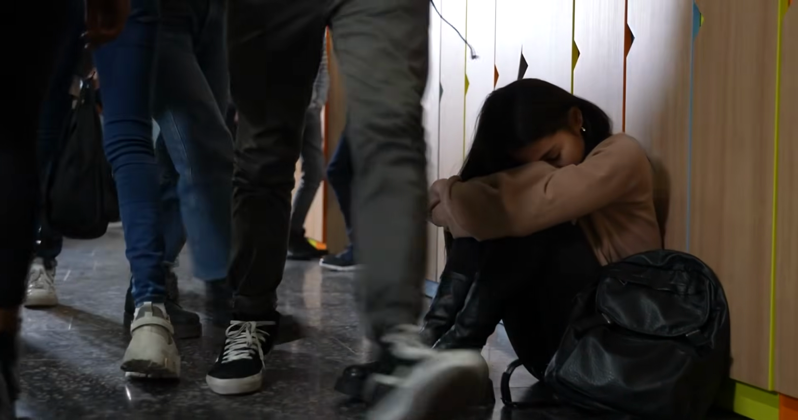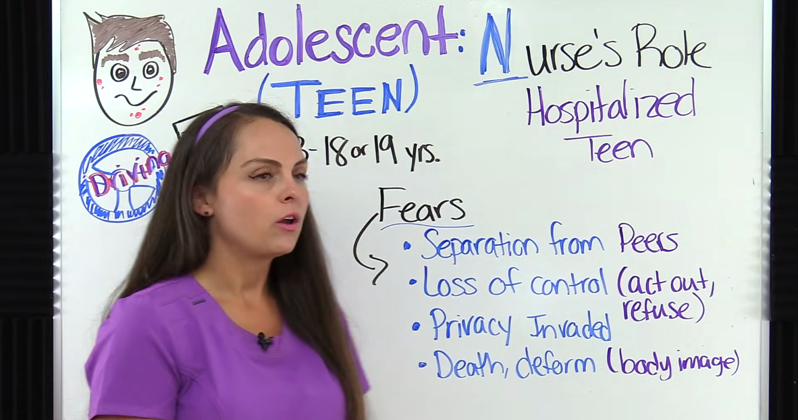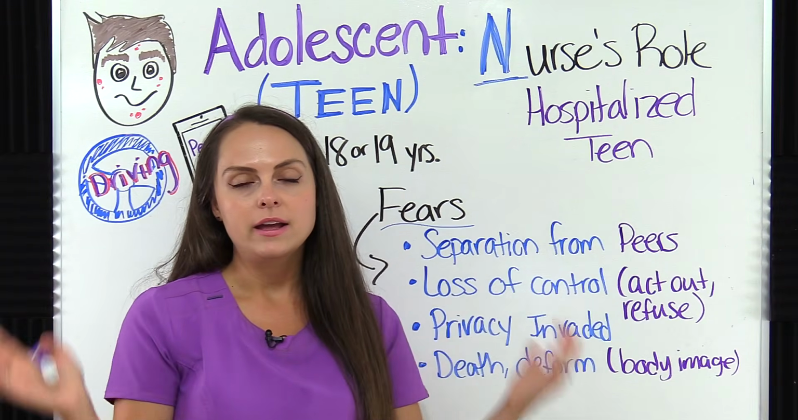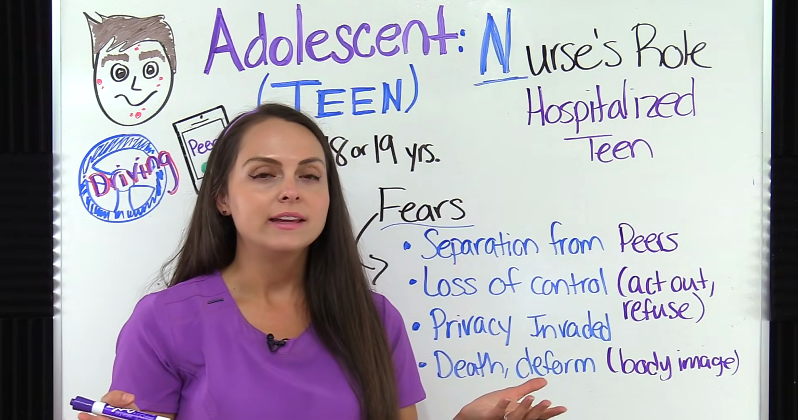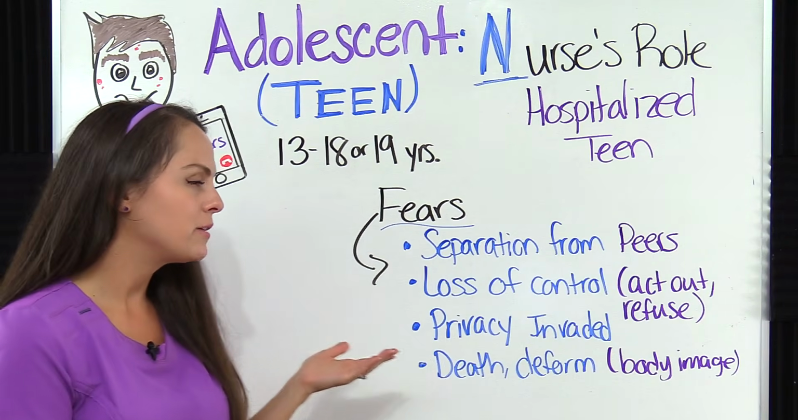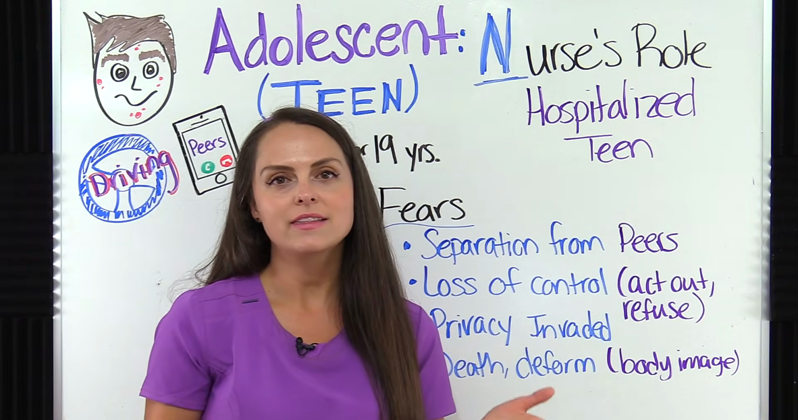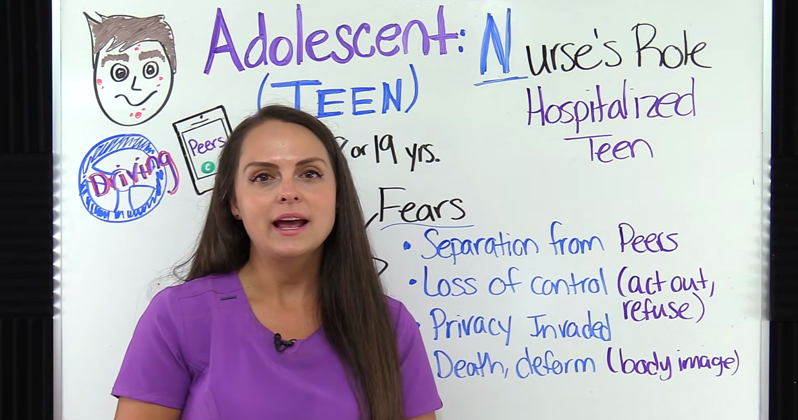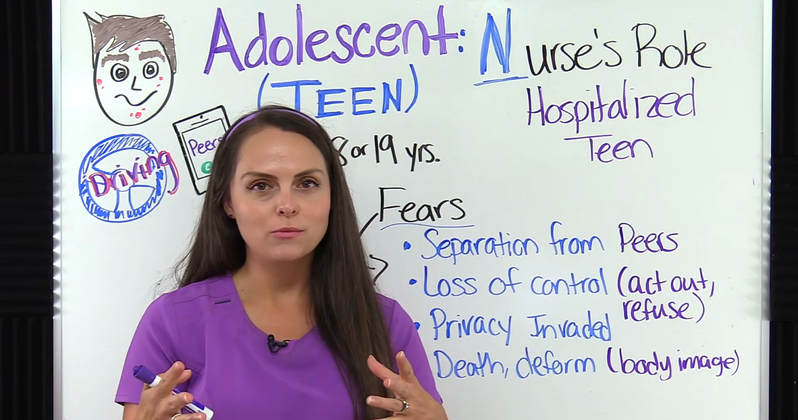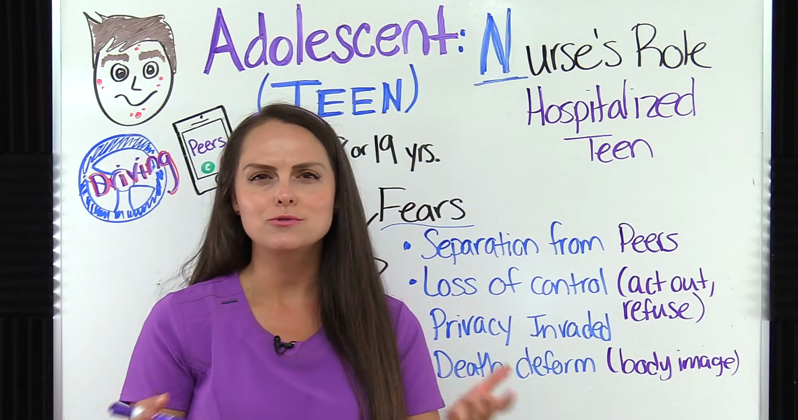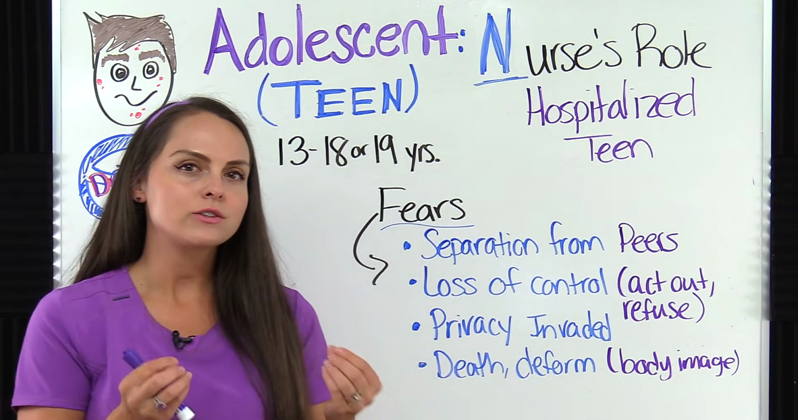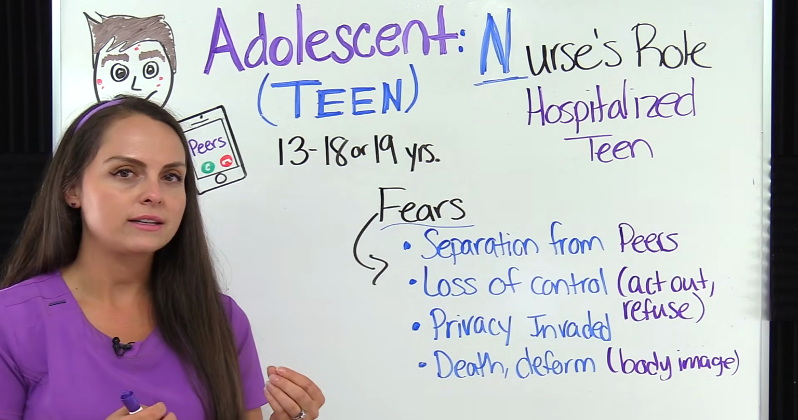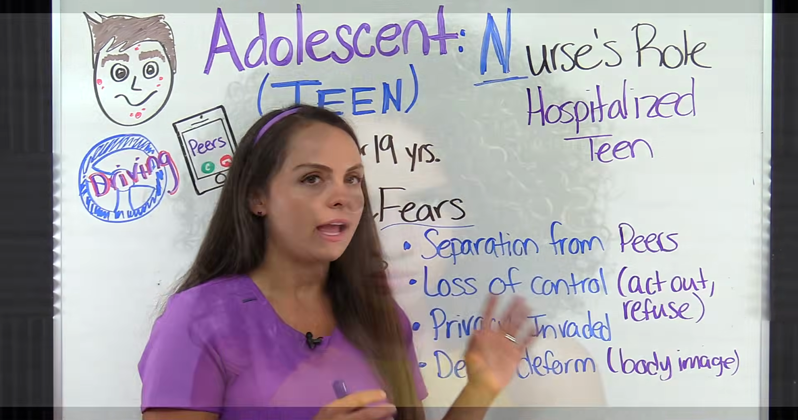Another thing is loss of control. And again, this is different. We're in there, we're interrupting their way that they live, we're invading their privacy, which is another thing that they fear, and they're not being able to be independent and do what they normally do throughout the day with school and friends. So they've lost control, and the teenager will act out. They may get really angry, they may refuse to do something, and when they do that, that gives them a sense of control.